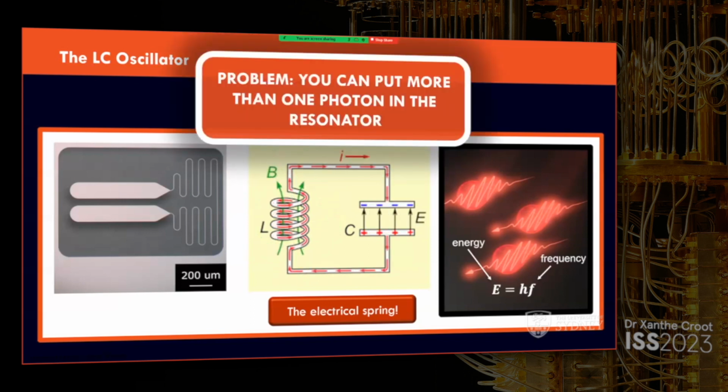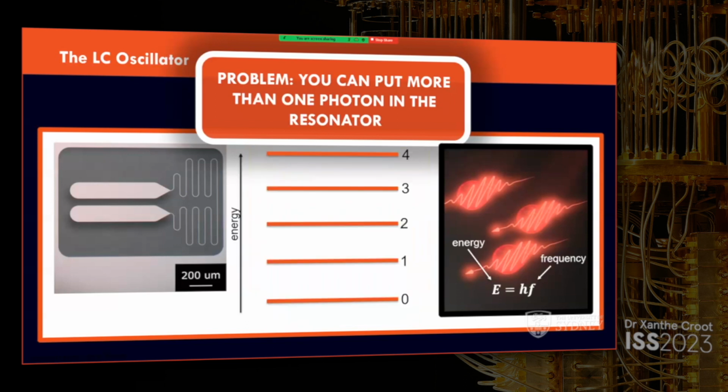Actually, there's a problem with this, and it's a bit subtle, but it basically means that this is really useless in terms of building qubits. And the reason for that is that we can put more than one photon in this resonator. So if I plot the energy levels of this thing, almost as if it's like an atom, it actually has its own set of energy levels. What I find is that the energy level, this is the ground state, this is the first excited state, the second excited state, and all these energy levels have exactly the same frequency difference between them.